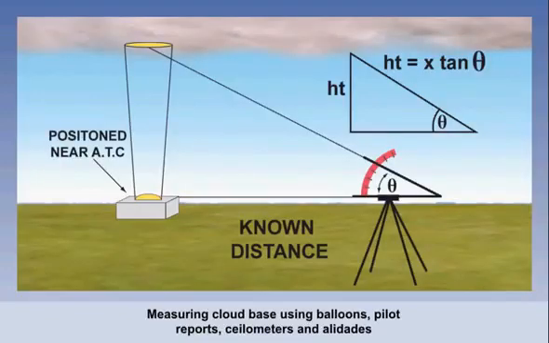At night, we can simply shine a powerful beam of light directly upwards. This gives a spot on the underside of the cloud. Applying trigonometry and using an instrument called an alidade, the angle of the spot is measured and the cloud base is calculated.